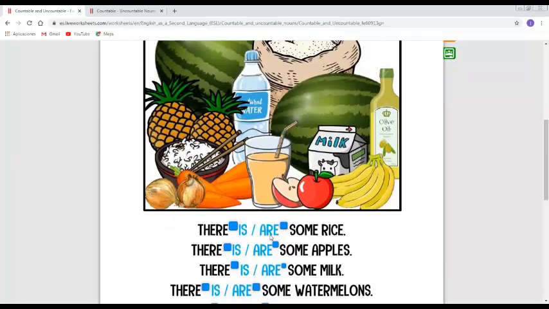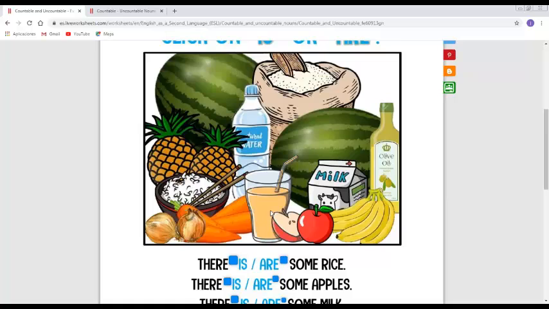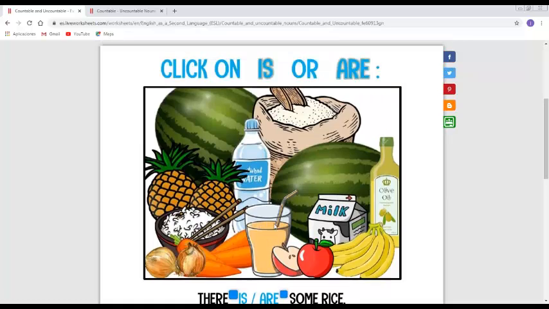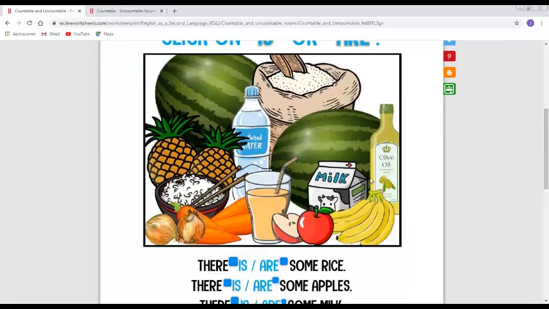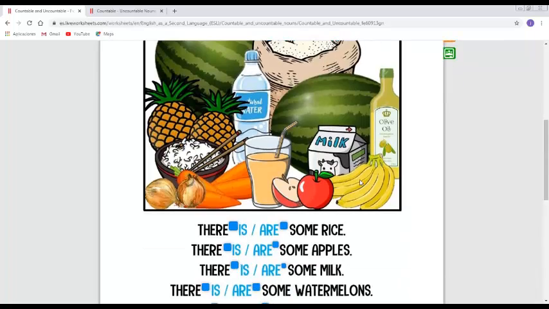You have to choose the correct answer. What can you see? Water, watermelons, flour, pineapples, rice, onions, juice, apples, bananas, milk, and olive oil. Let's choose the correct answer.